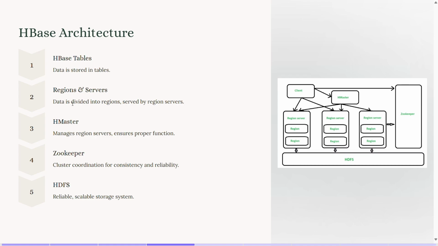Next is Zookeeper, which is the coordinator. Zookeeper is like a traffic controller for HBase. It ensures that only one HMaster is active at a time. It helps in region server failover, meaning if a server goes down, another one can take over without data loss. It also keeps track of metadata and helps coordinate operations.